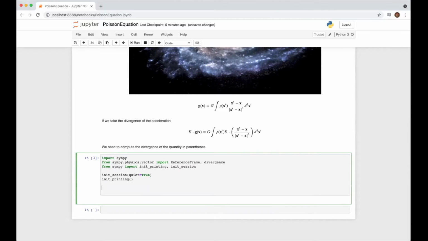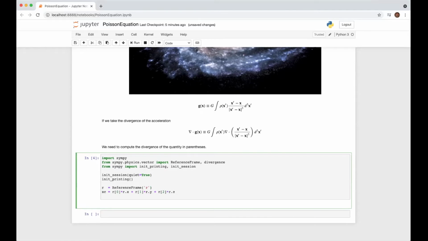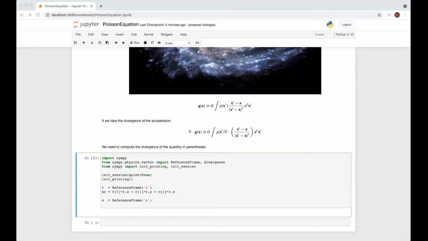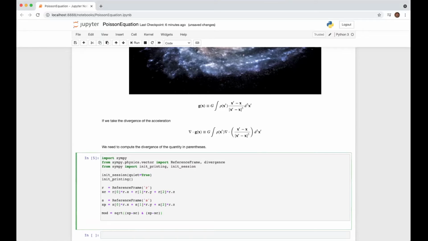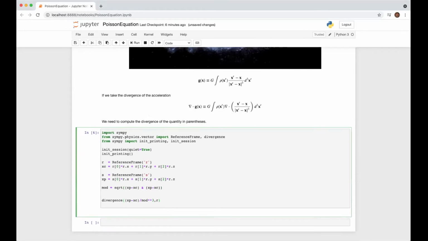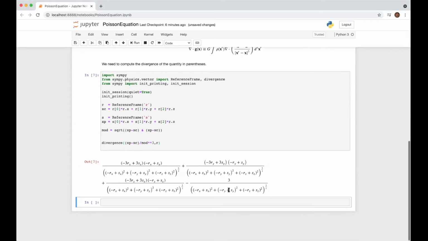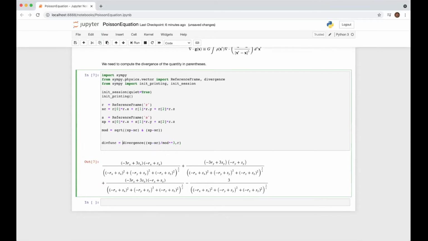Let's define the reference frame R and the vector x in this reference frame. Now let's define another reference frame S and define the x prime, which is a reference frame that has bases that are from this reference frame, but the vectors x, y, and z are of the reference frame R. Let's define the modulus and finally compute the divergence. There we go. Let's have that in a variable.